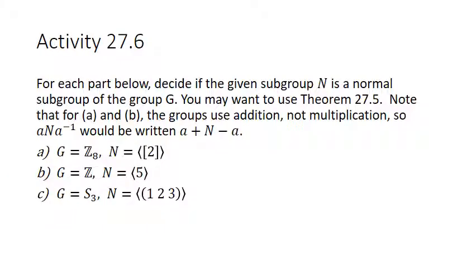Okay, so now let's do an activity where you actually have to use Theorem 27.5, or it's probably at least easier to use it. So for each part below, decide if the given subgroup N is a normal subgroup of the group G, and then use that theorem if you would like to. And note that for A and B, the groups do use addition, not multiplication. So if you're thinking about how you're going to write this a N a inverse thing, you would write that as a plus N minus a. Okay, so keep that in mind and go ahead and pause the video and try this, and then we'll go over it.